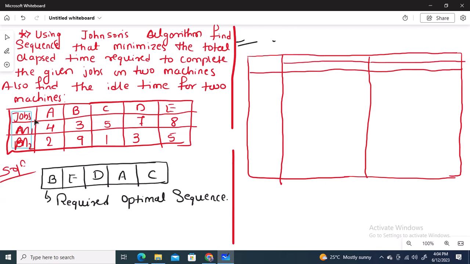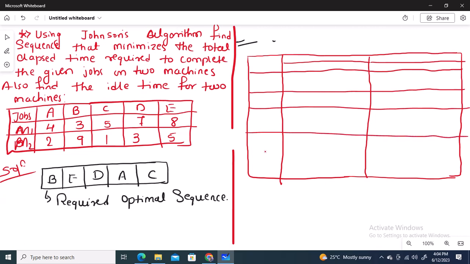We have 5 jobs. We have to write the jobs not in this order, but in the required optimal sequence order. This is our optimal sequence we got from the inspection or trial method, the Johnson algorithm method. So we have to write this sequence in the standard form. Here I'll just write: this is for B, this is for E, this is for D, this is for E, I mean C.